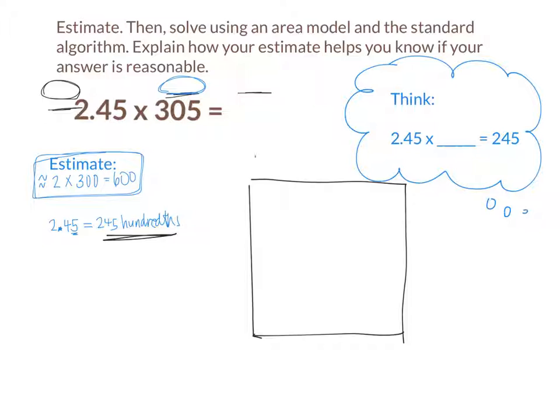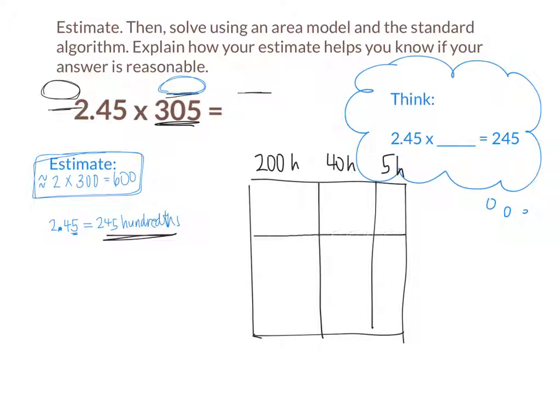Jithia? 200 hundredths. I'm just going to write a small h to mean hundredths, okay? 40 hundredths, and of course, 5 hundredths, right? And on the other side, I have my other factor, which is 305. So I can split that up into 300. And I don't need to write any units because they're ones, aren't they? Yeah. Okay. Do I have to write 0 tens? No. No, I could just write 305.